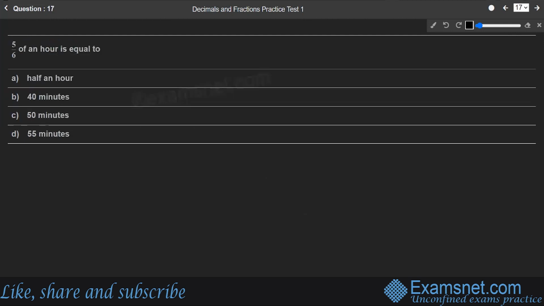Now, 5 by 6 of an hour is equal to what? So 5 by 6 of an hour we are supposed to calculate of 1 hour. Most of the options are in minutes. It's obviously not going to be half an hour. 5 by 6 of an hour is obviously not going to be 1 by 2 of an hour, that is a different thing. So clearly we need to convert that into minutes.